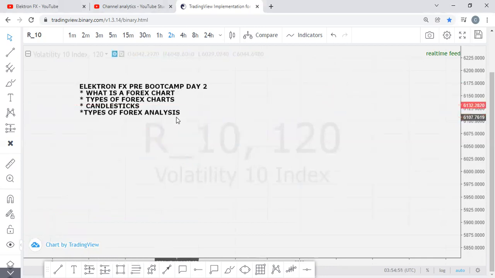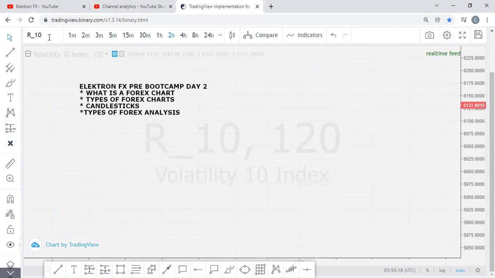And this site is called TradingView. In case you want to visit it with your system or with your laptop, it's called tradingview.binary.com. So you can see the link here. Just type it in Google. You can just go to Google and type tradingview.binary.com.